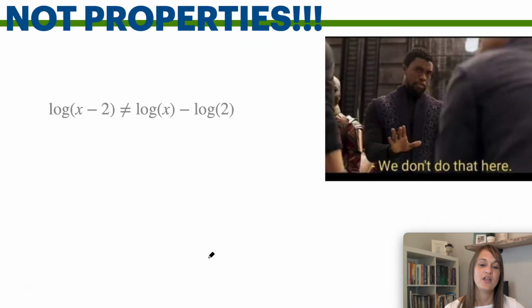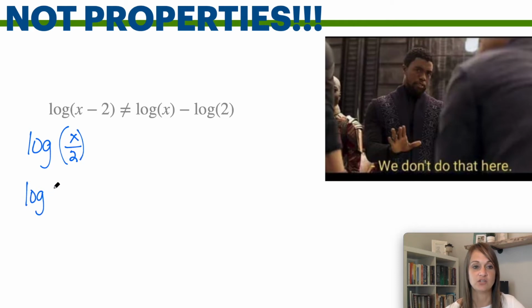Now, this is not a property, and a lot of students do get this mixed up. They see the subtraction and they automatically think you can subtract the logs. That is not what this means. Inside the log, you have to have the multiplication or division.